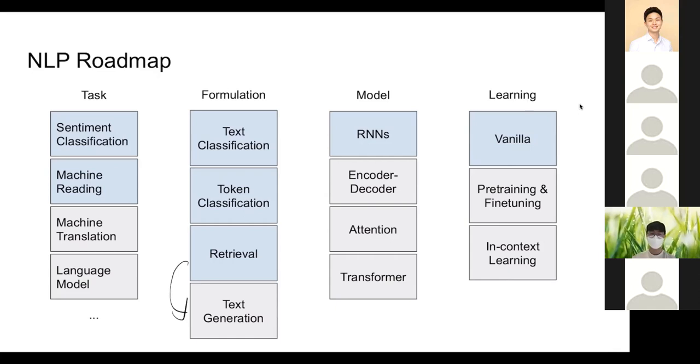And that means that we need more tools from the model side, not just RNNs, but we need new things. And we're going to talk today about encoder decoder and attention. Encoder decoder, we talked about last class, right? But we have a bit left off to finish it. And by doing so, we are able to do text generation tasks such as machine translation and language model, these two.